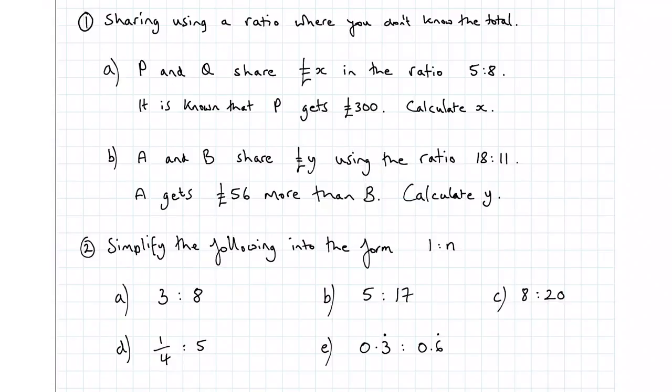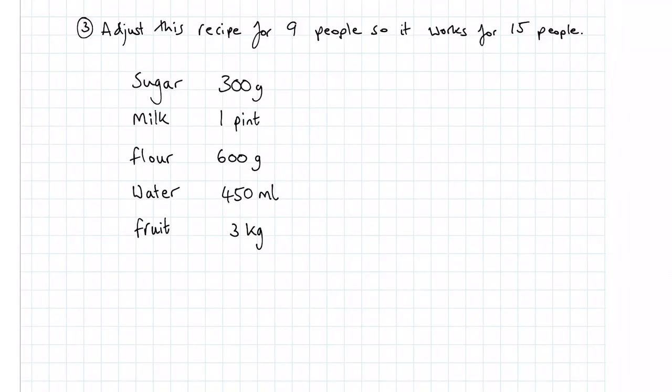If we look at question 2, these are the ratio questions where you have to simplify into the form 1 to n. And remember, on these questions, sometimes you've got recurring decimals there. Think about what they are as fractions and that should help you out.